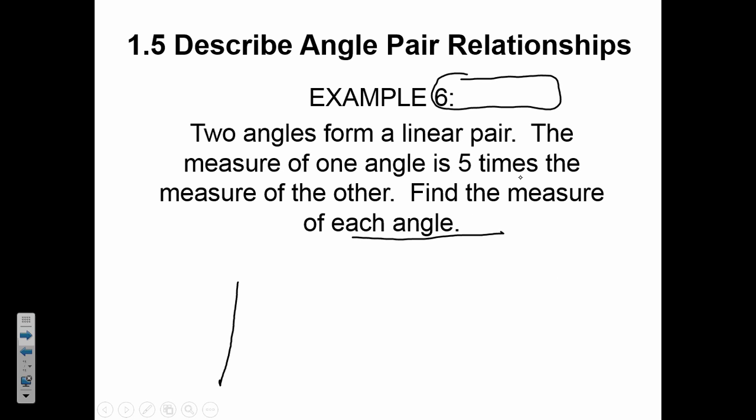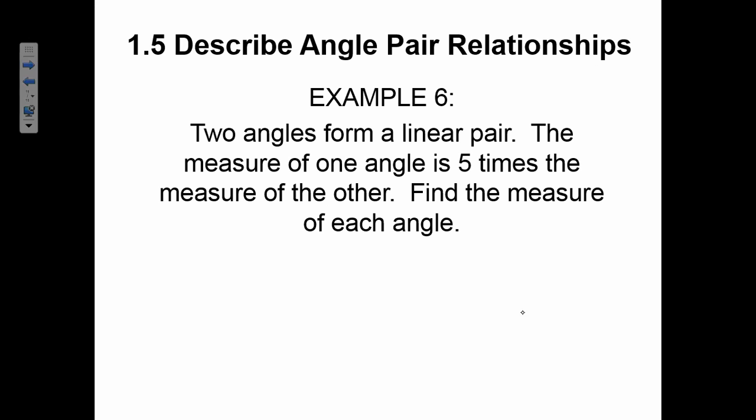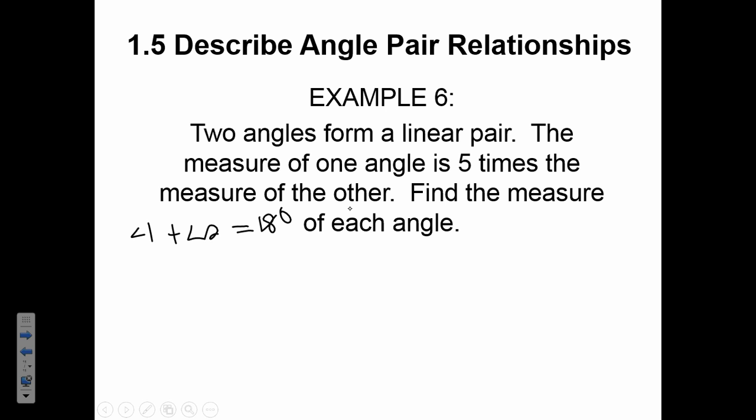The measure of one angle is 5 times the measurement of the other angle. Find the measure of each angle. So if I want to set up this equation, this would be an algebraic equation. Two angles form a linear pair. So I know that these two angles, angle 1 plus angle 2, needs to add up to 180 degrees. The measure of one angle is 5 times the measure of the other angle. So we can just grab them and state whichever one is which. Doesn't matter. So if I called this one x, this one would have to be 5x because it is 5 times the measure of the other one. So if one is x, the other one would be 5x.